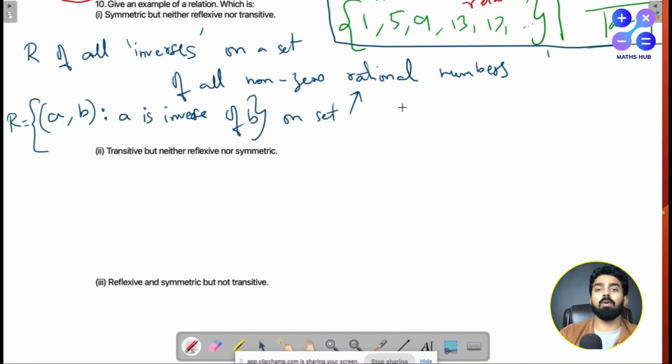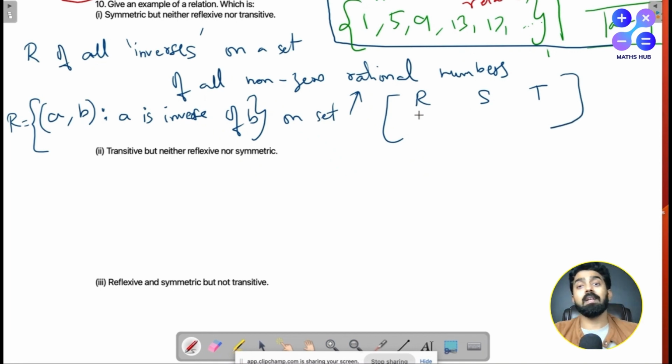Now let's check: is it reflexive, is it symmetric, is it transitive, which is always what we do, right? So is it reflexive? Is a inverse of itself? No, right? A is not an inverse of itself. It can't be, right? So this is not reflexive. At least not all A's will be an inverse of themselves, right?